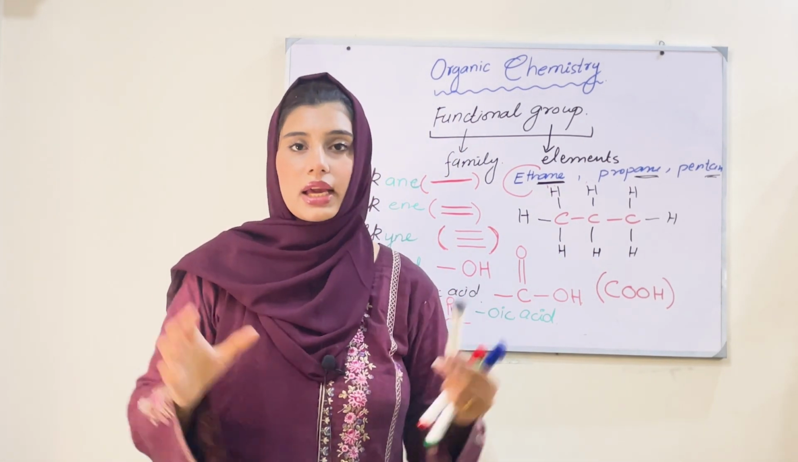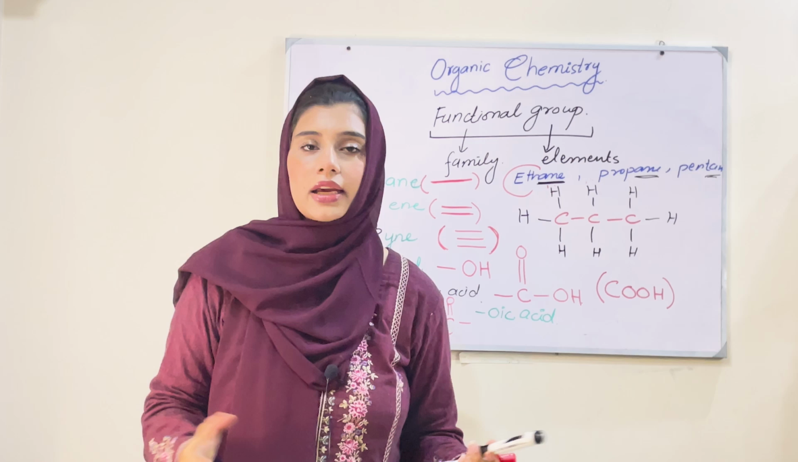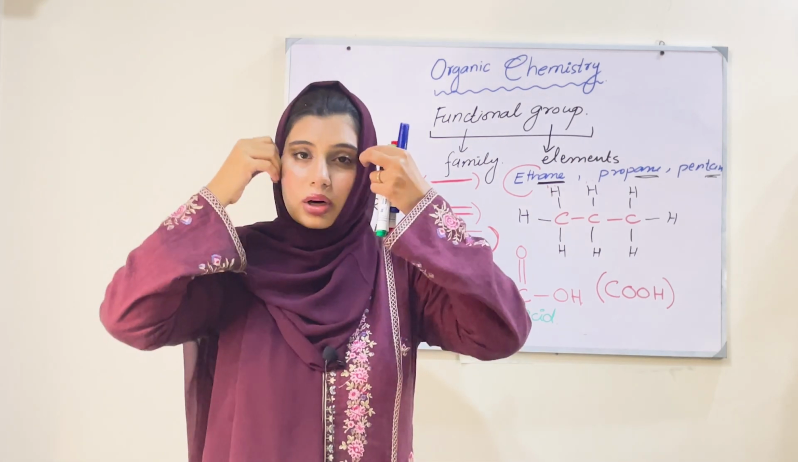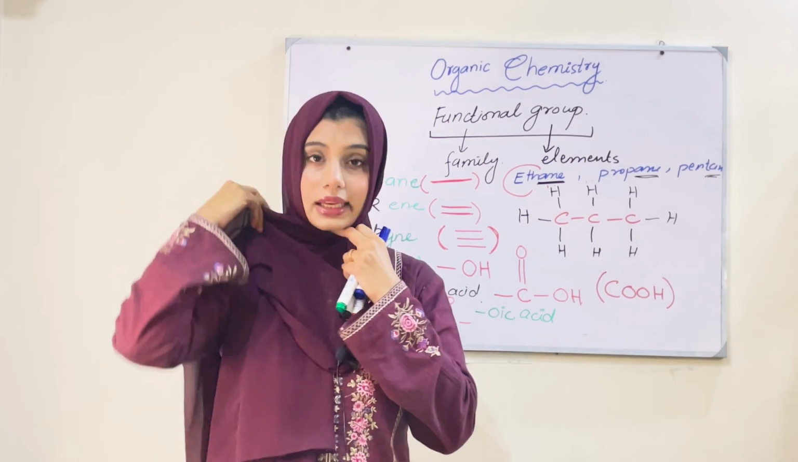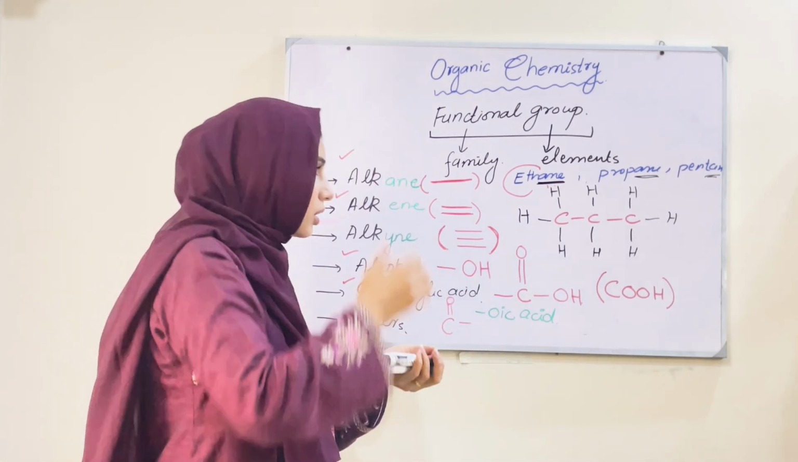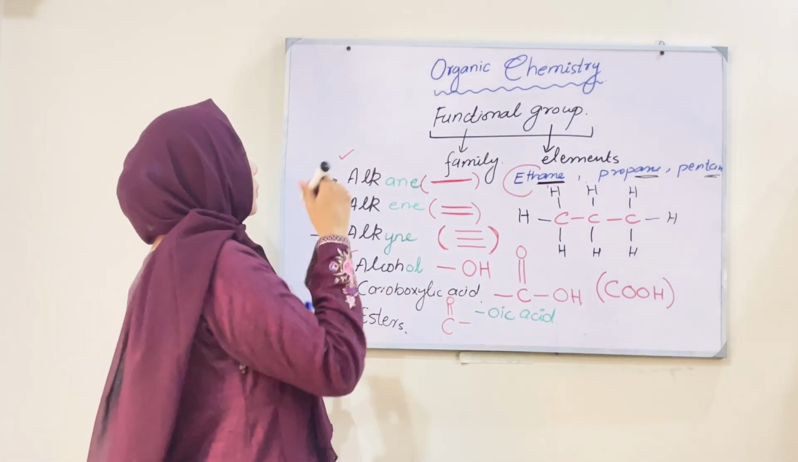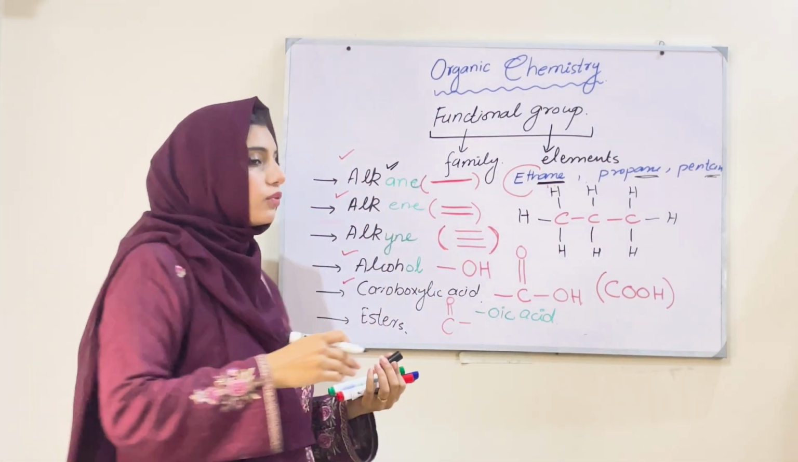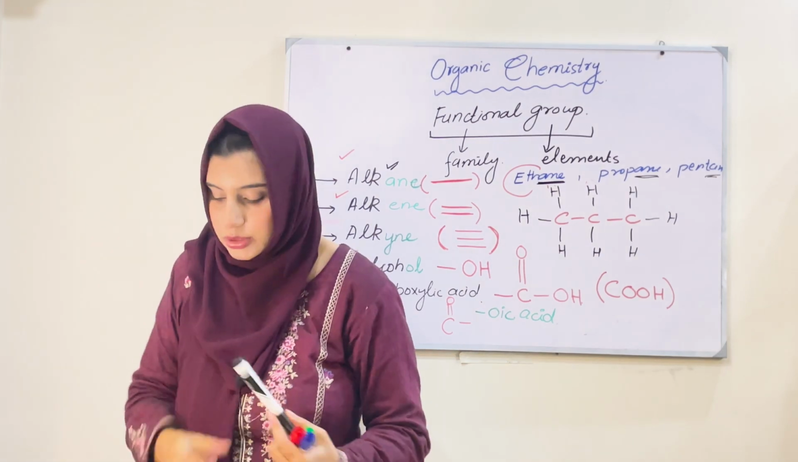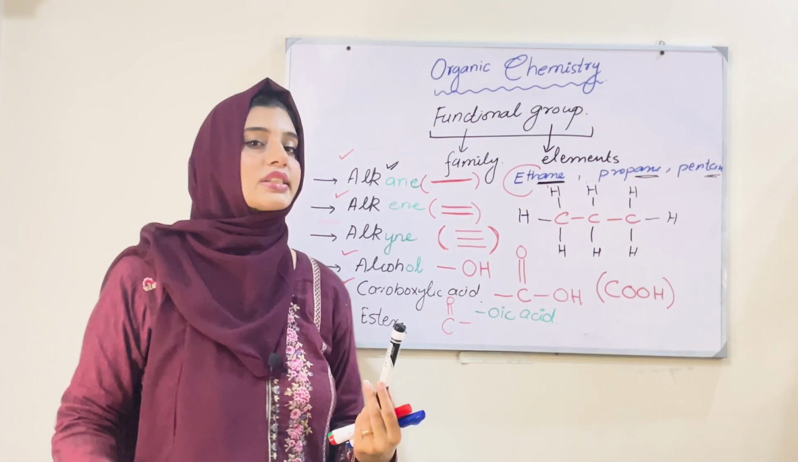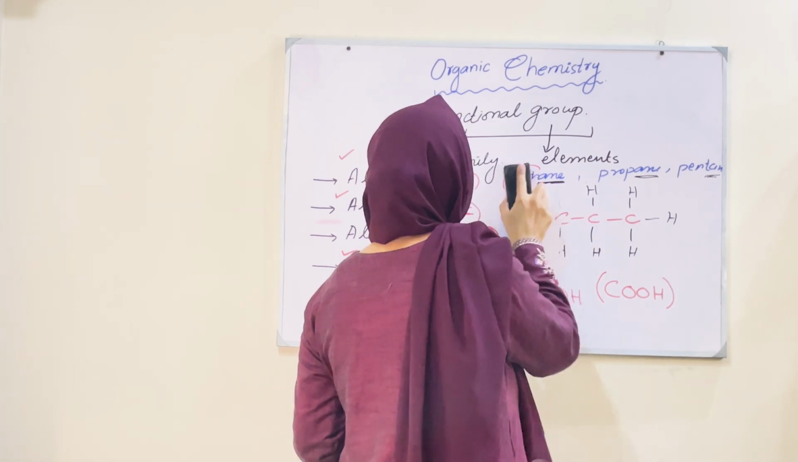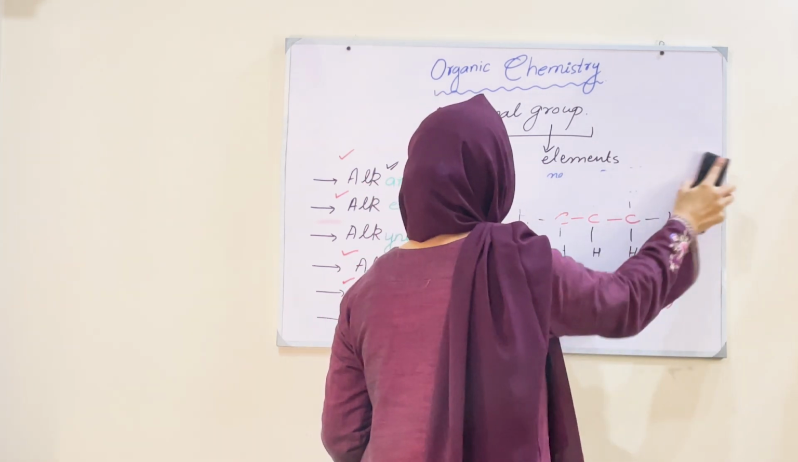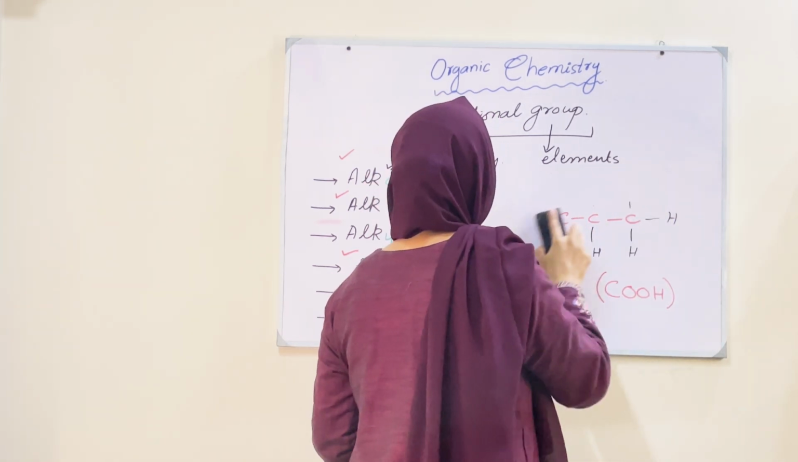Prop means 3, ane means this is an alkane, and it will have all single bonds. That is why the formula is this. Clear? Now we are done with alkane. We discussed the prefix, we discussed the suffix, we discussed the functional group of alkane. Let's move towards the next compound.